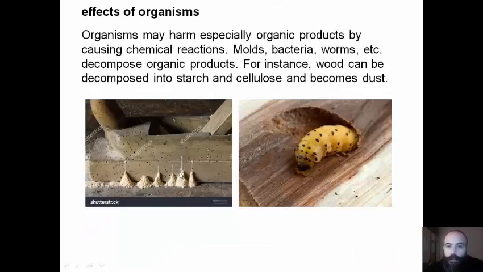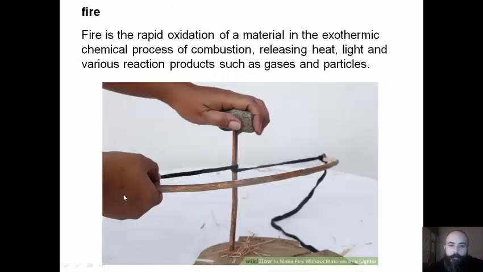Organisms may harm, especially organic products, by causing chemical reactions. Molds, bacteria, and worms decompose organic products. For instance, wood can be decomposed into starch and cellulose and becomes dust.